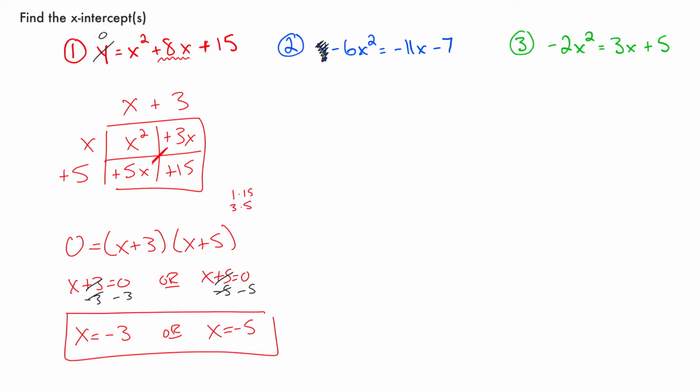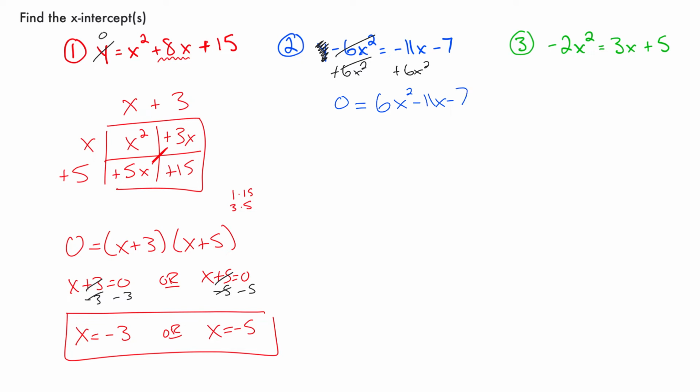So what I'm going to do is add the 6x squared to the other side for two reasons. One, I want it equal to 0, and now it's equal to 0. And two, the reason I didn't move the negative 11x and the negative 7 on the right to the left side is I like it when the x squared term is positive. It makes the factoring steps a lot easier.